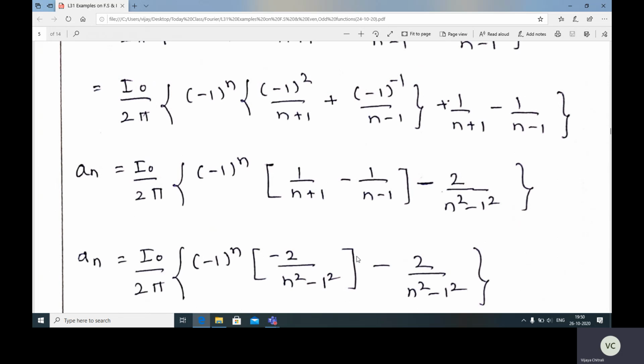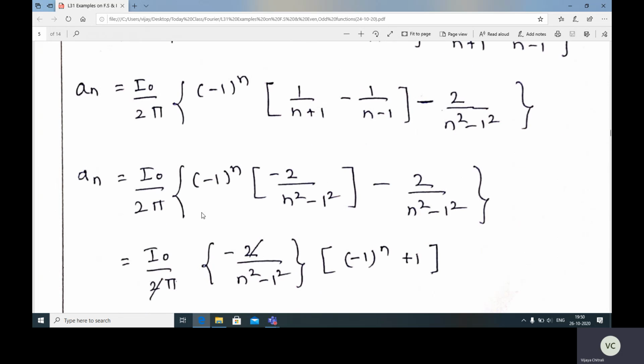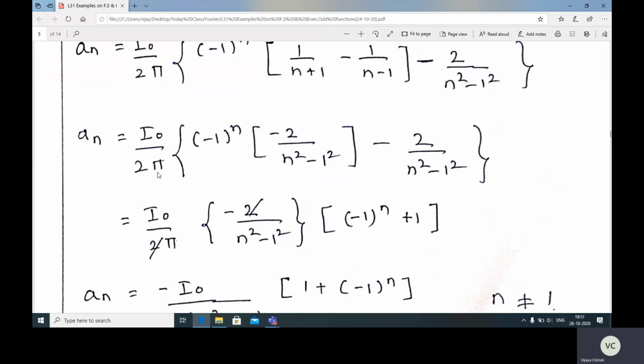Now a_n is equal to I naught divided by 2 pi, minus 1 raised to n. Again you simplify. We have already simplified this, so the simplification will be minus 2 divided by n square minus 1 square. Take LCM, n plus 1 is there, multiply n minus 1; n minus 1 is there, multiply n plus 1, and simplify. You will get it as minus 2 divided by n square minus 1 square. So the next step will be a_n is equal to I naught divided by 2 pi, minus 1 raised to n minus 2 divided by n square minus 1 square, minus 2 divided by n square minus 1 square.